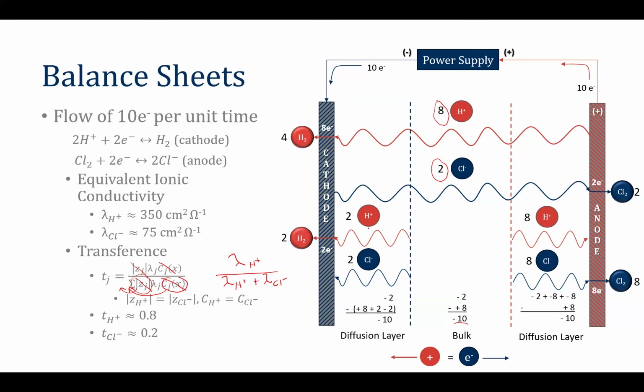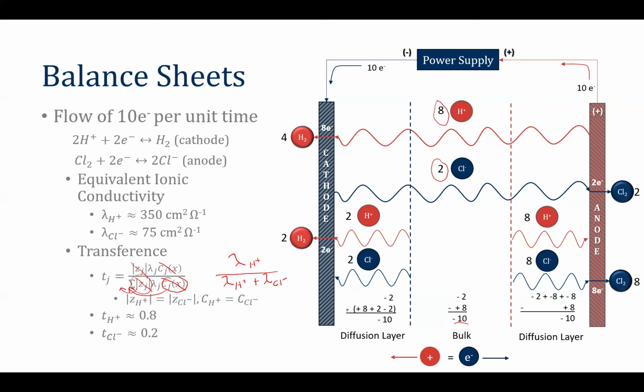So 2 hydrogen ions are going to be brought to the cathode using diffusion. And because that's associated with the chlorine anions, 2 chlorine anions come with. And so in this diffusion layer next to the cathode, we have 8 positive charges moving towards the electrode to the left, which is equivalent to 8 negative charges.